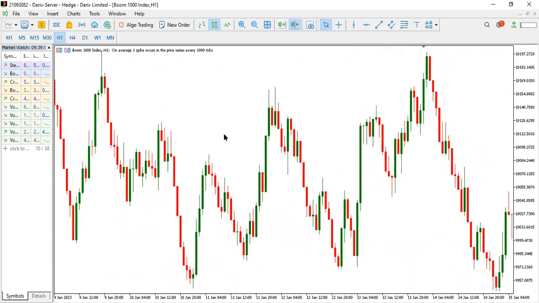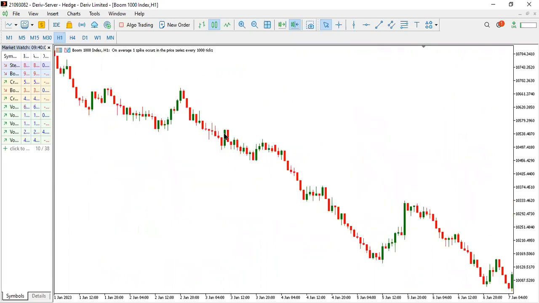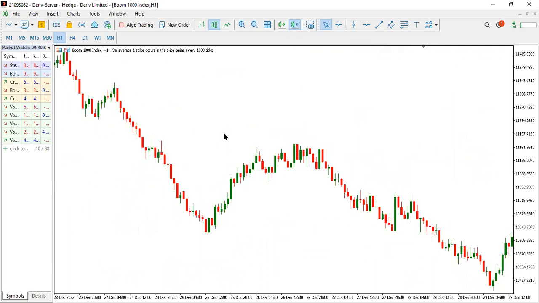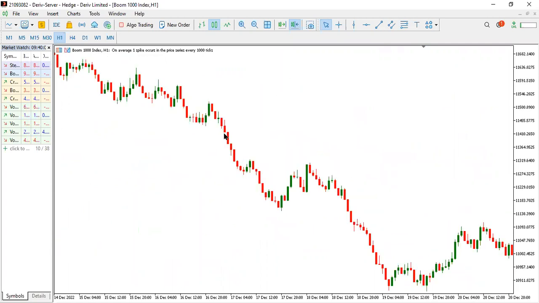Let's just try and check, are we going to get a head and shoulders today here? Today I'm checking Deriv. These days I'm in love with Deriv. I don't know why.